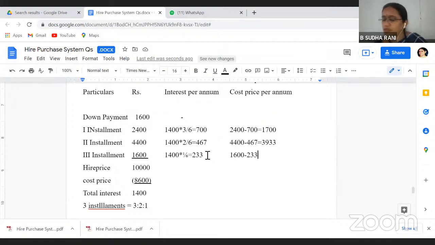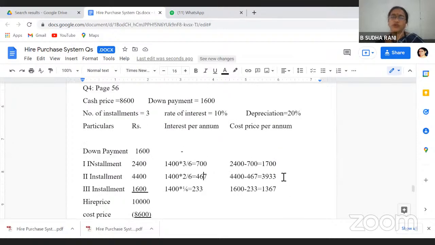The cost price included is 1,367. Okay. Why do you need this? Because when you are passing the journal entries, you need the annual interest. The installment was given anyway, but how much interest is paid in it has to be shown in an entry. Okay, and the cost price has been given.